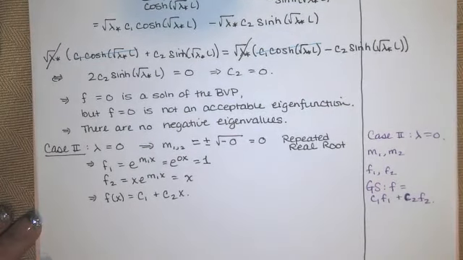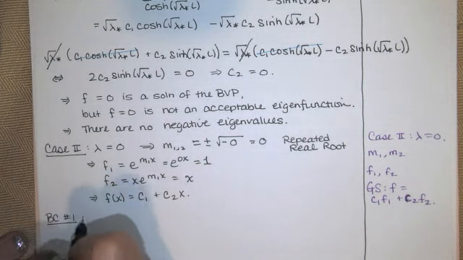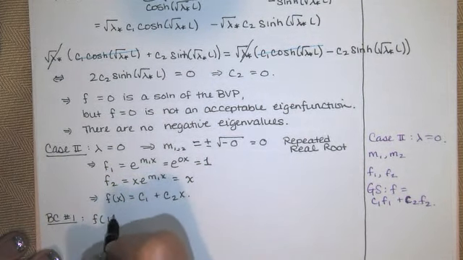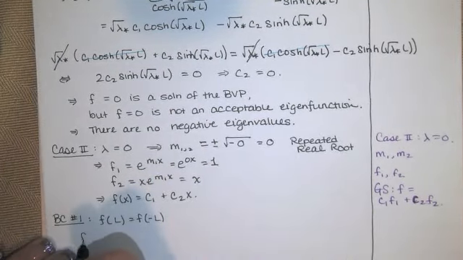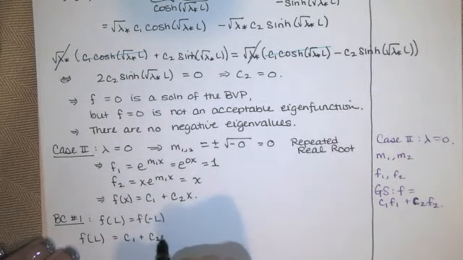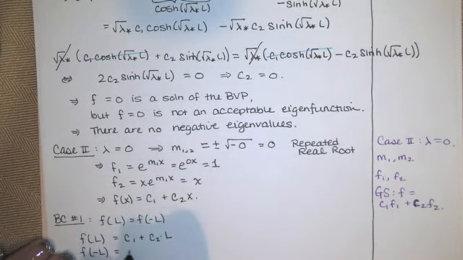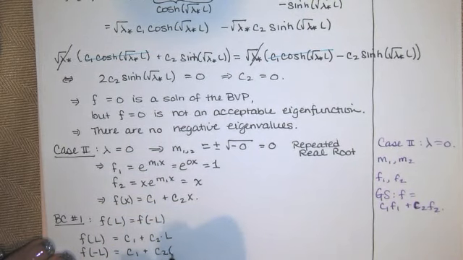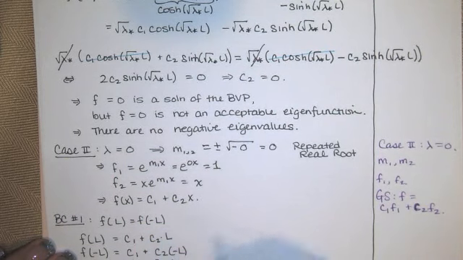Okay, now we want to find the values of c1 and c2 that cause this function to satisfy the boundary conditions. So we'll look at the first boundary condition, which tells us that f of L and f of negative L have to be equal to each other. Well, f of L is just c1 plus c2 times x, where x equals L. So we get c1 plus c2 times L. f of negative L is c1 plus c2 times negative L, or of course, we could just call that c1 minus c2 times L.